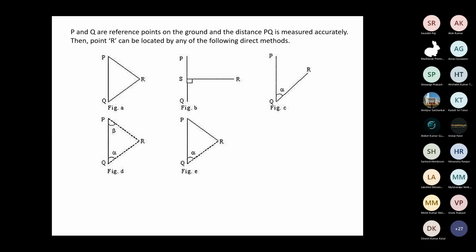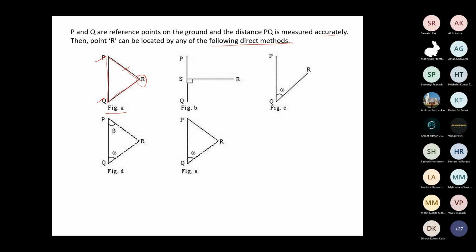So suppose P and Q are the reference points. These are the reference points on the ground, and the distance PQ is measured accurately. I know this distance PQ. Then I want to locate this R, because in survey what we do, I know PQ and I want to know the new point that was discussed in the last slide. So R can be located by the following direct methods. How can I locate this? I should know this distance and this distance. I can locate R. Yes or no? In figure A.